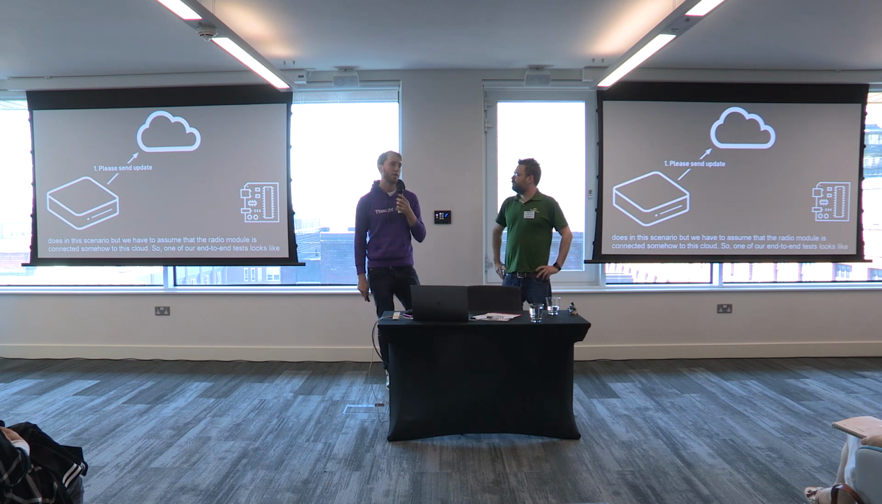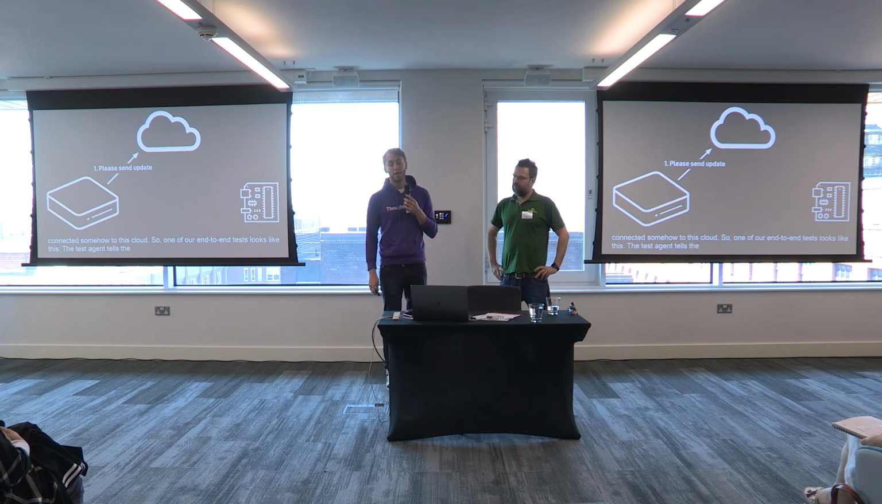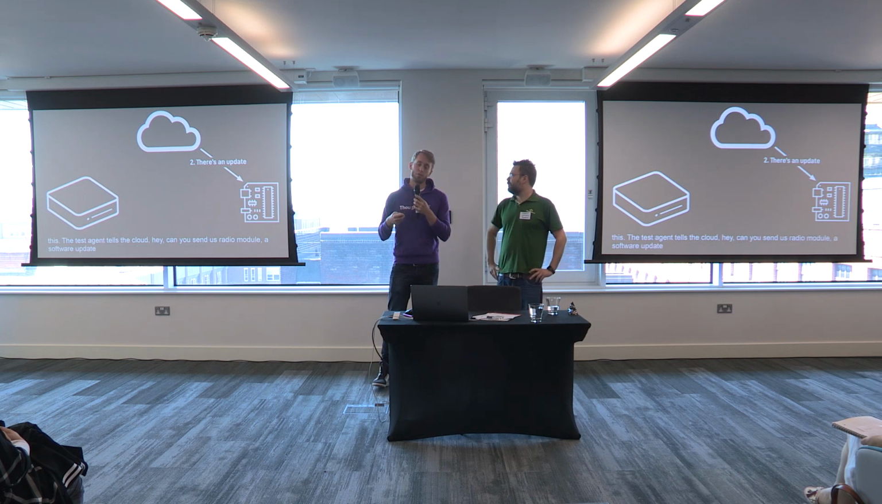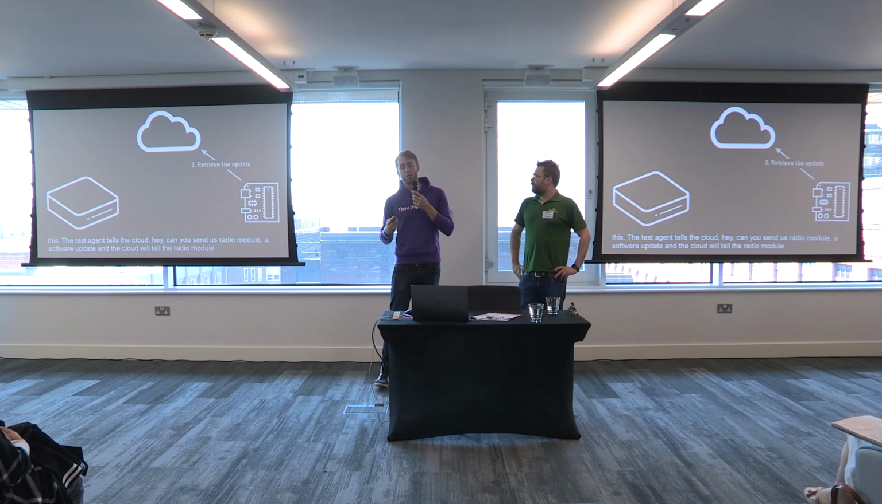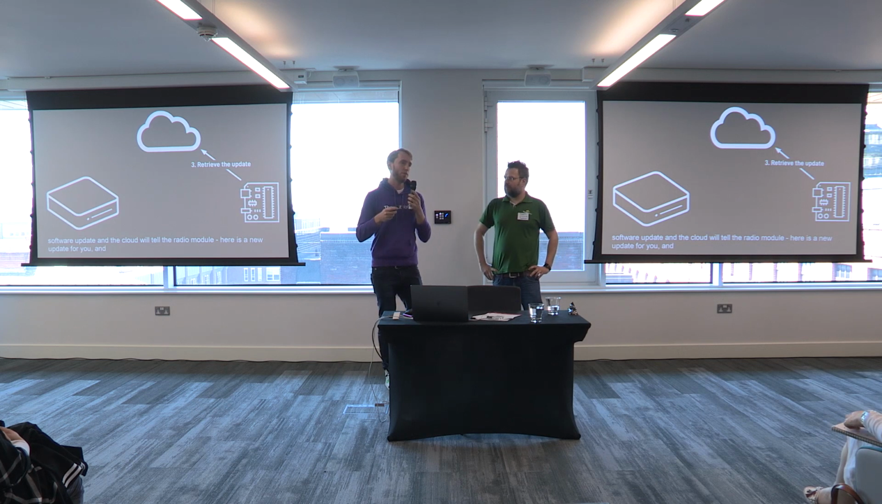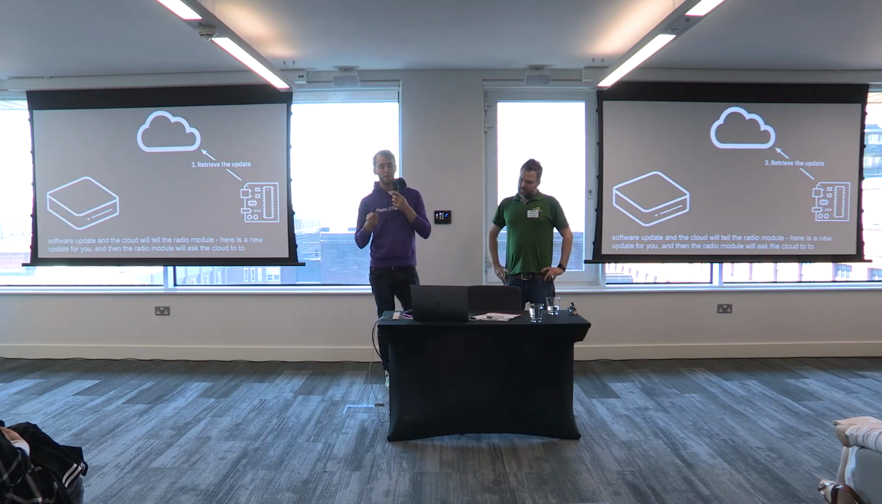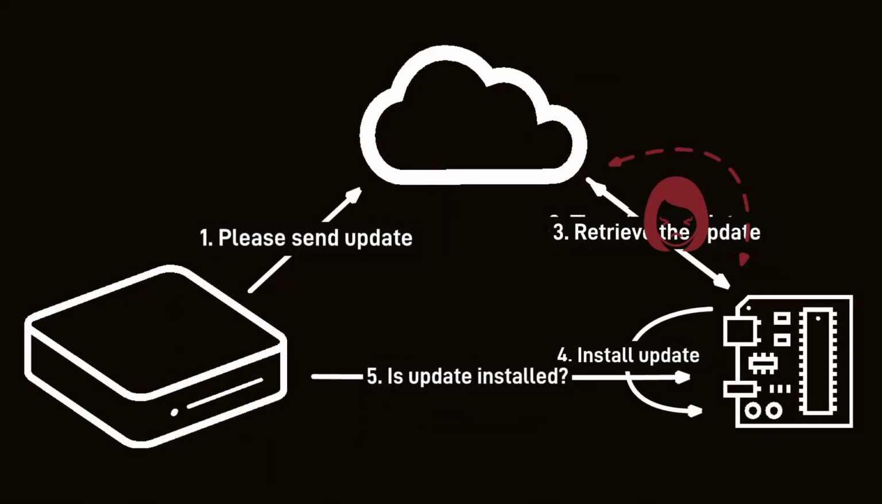The test agent tells the cloud, hey, can you please send this radio module a software update? And then the cloud will tell the radio module, hey, here's a new update for you. Then the radio module will ask the cloud to retrieve the update via HTTP. Then it will install the update. And during the entire time this happens, the test agent will check, okay, has this software update been installed? And if it's installed within a certain time frame, then the test is successful, otherwise it fails.